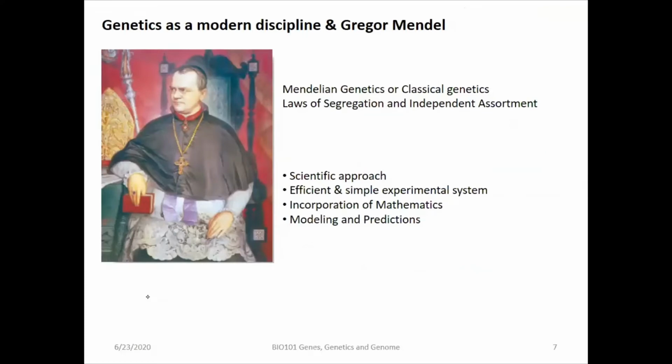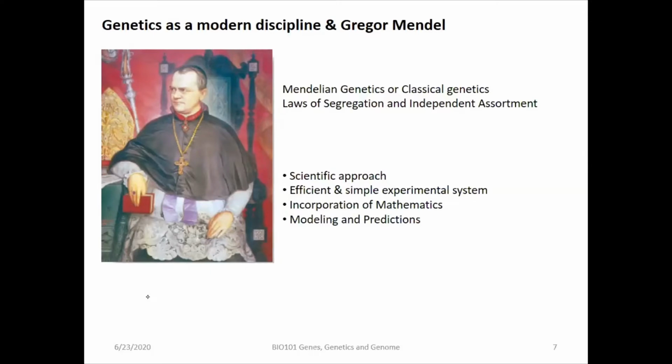The pioneering work was done by Gregor Mendel. Mendel was and is considered the father of genetics. He was basically a monk, you might have heard, but a very genius mind. He was in Austria, in Vienna, I believe, and he was part of the Natural Science Society of the scientists.